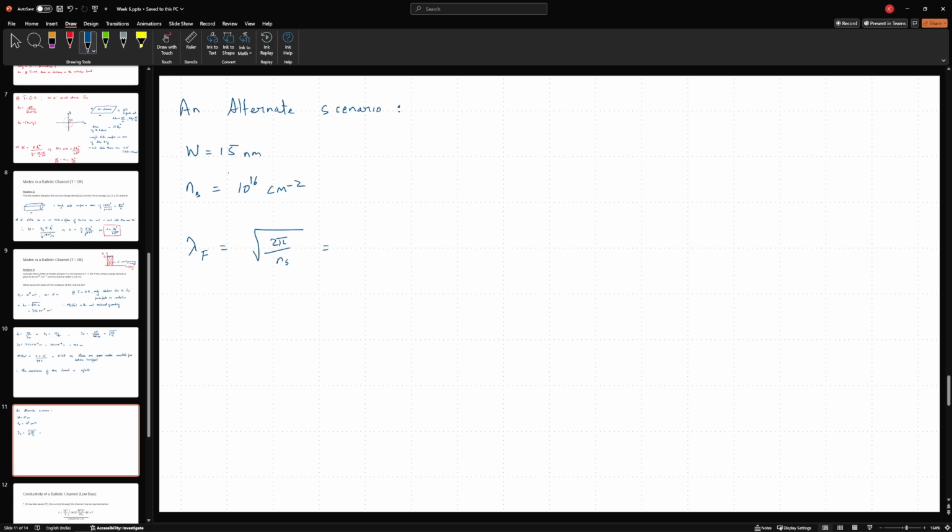Oh no, 10 to the power 16 per centimeter square is way too high. Let me ask for something more reasonable, something along the lines of 10 to the power 14, which is 10,000 times what was present before.